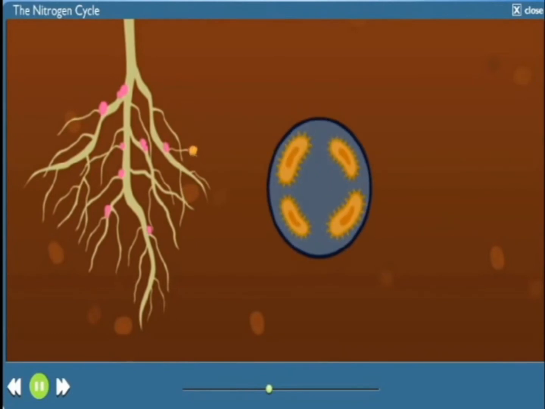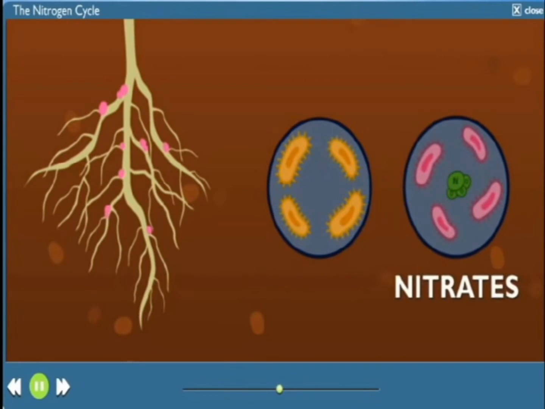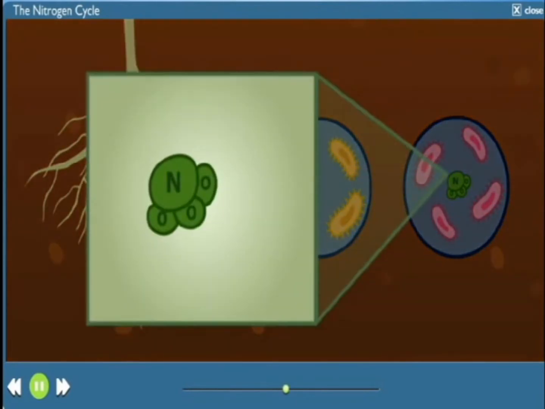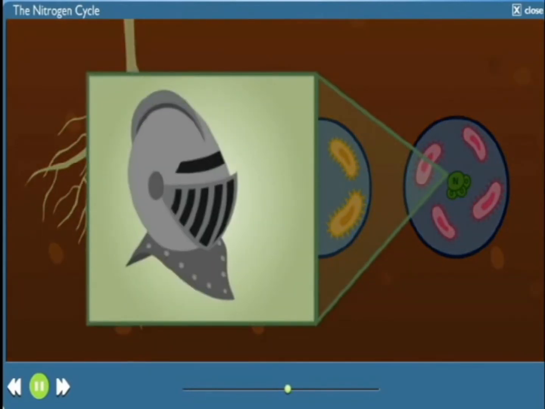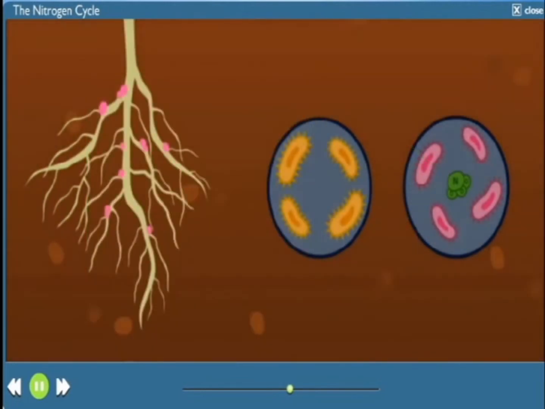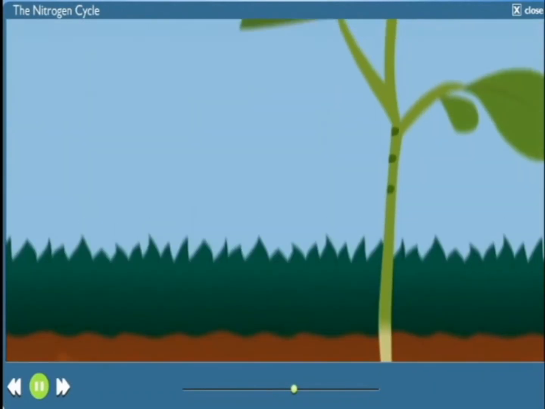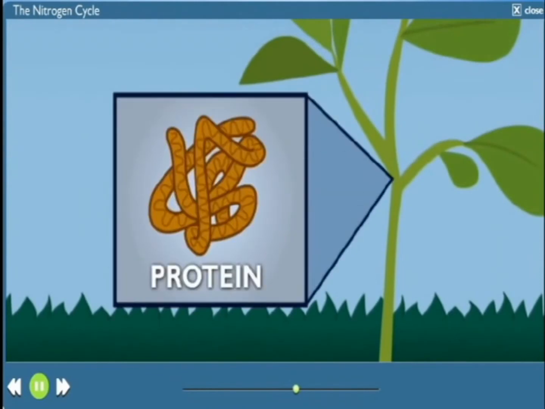The ammonia leaves the nodules, and then bacteria in the soil turn it into nitrites. But plants still can't use the nitrites, so different bacteria turn the nitrites into nitrates. The whole process is called nitrification. Nitrification. Sounds royal. We dub these Sir Nitrates. Nitrates do play a royal role. Plants use them to create the proteins they need to live and grow, and animals do the same thing.